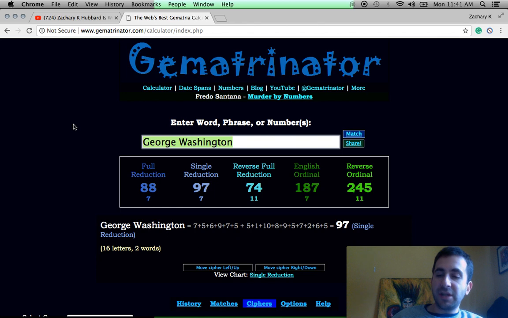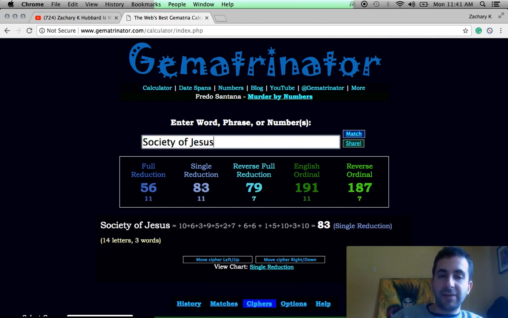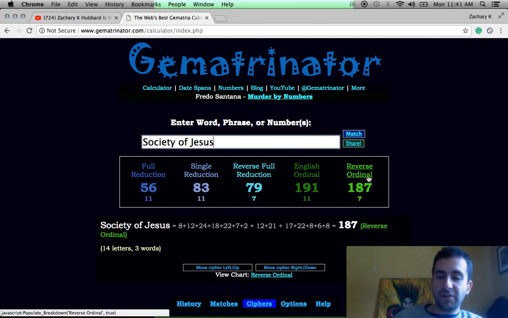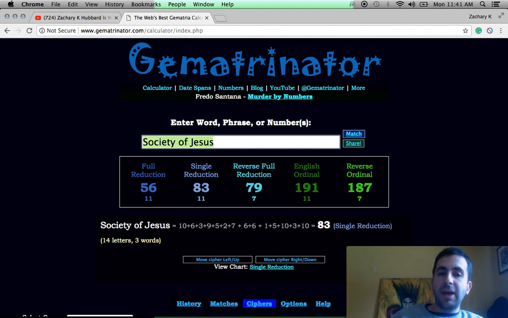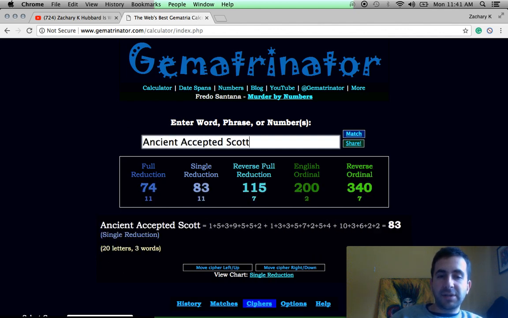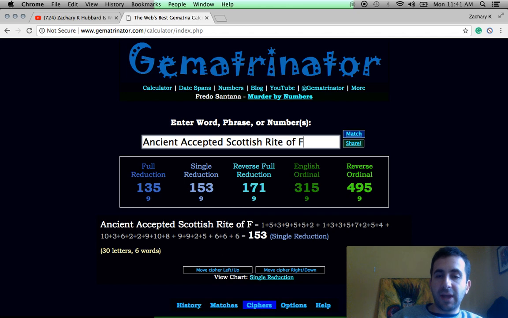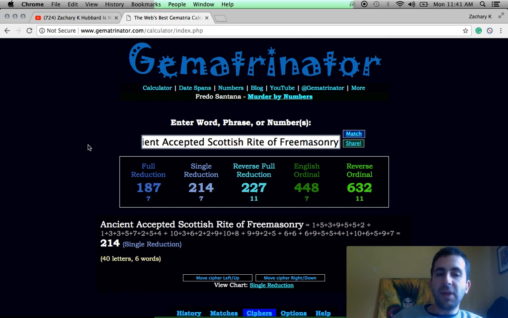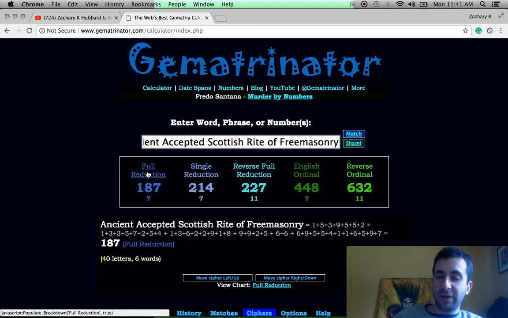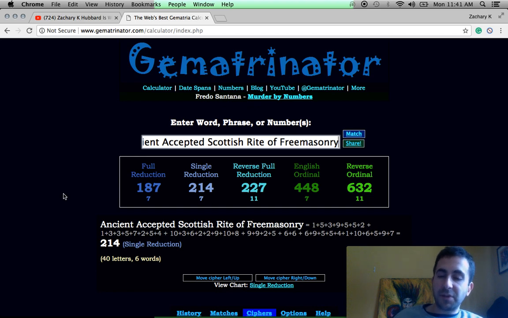Donald Trump is a Jesuit. They are called the Society of Jesus, 187. In D.C. is the Ancient Accepted Scottish Rite of Freemasonry. That's what the House of the Temple is. Ancient Accepted Scottish Rite of Freemasonry, 187. This number comes from the Torah, the first 5 chapters of the Bible. The Torah is 187 chapters long.